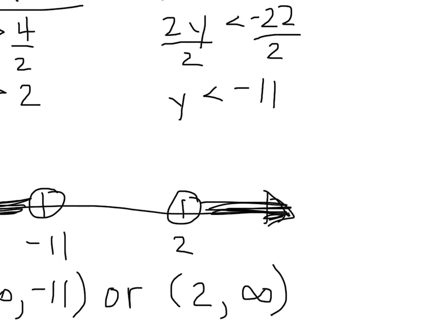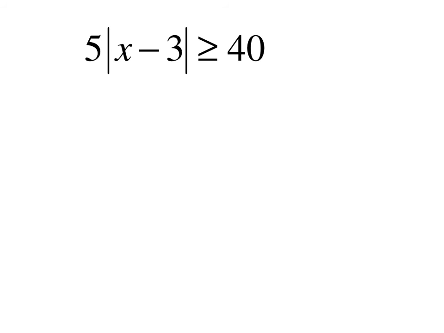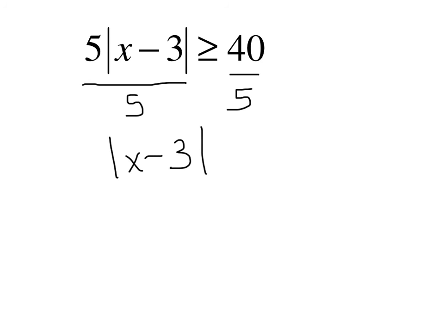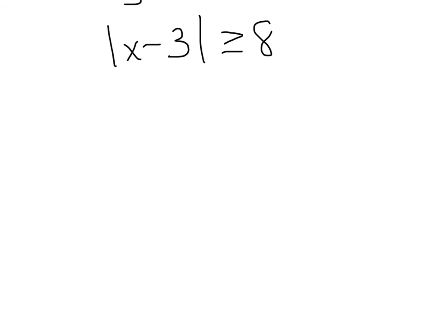One more example. We would like to solve this inequality. You cannot solve an absolute value inequality until the absolute value has been isolated. How do we get rid of the 5? We've isolated our absolute value. How do we solve this?